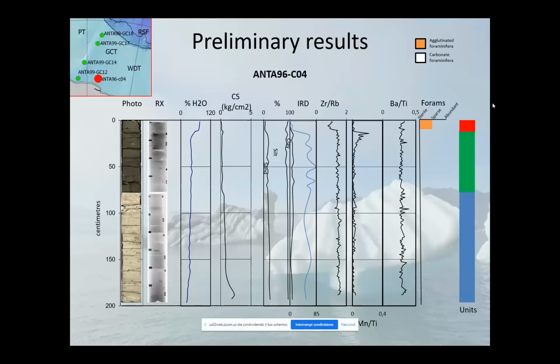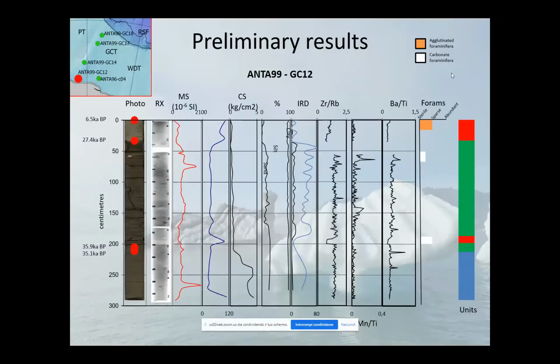Okay, so this is the first core. It is one of the two collected closest to the ice shelf. And in particular here you can see the change in the upper part of the core, particularly in the water content, the content of sand, silt, and clay, and IRD, and obviously the zirconium rubidium and also the magnesium over titanium, and the presence of sparse agglutinated foraminifera in this upper unit.